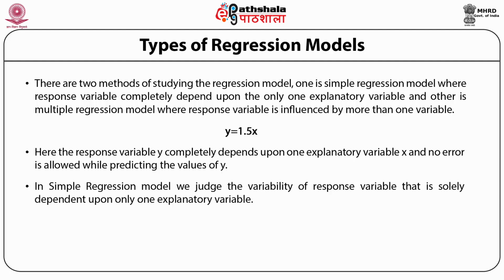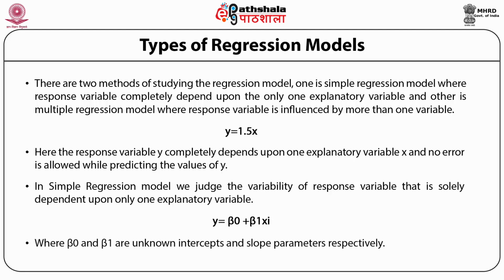Let us assume the response variable is denoted by y, that is, y is a dependent variable, and explanatory variable is denoted by xi, which you call an independent variable. So taking a corollary from the equation of straight line, that is y is equal to mx plus c, we get the equation y is equal to beta naught plus beta 1 into xi, where beta naught and beta 1 are unknown intercept and the slope parameters respectively. That is, beta naught is representing the y-intercept and beta 1 is representing the slope of the regression line.